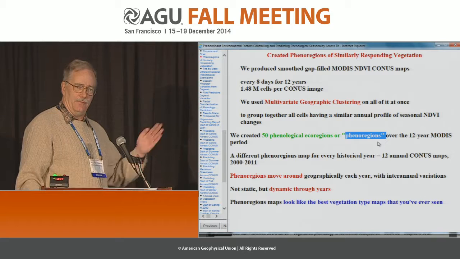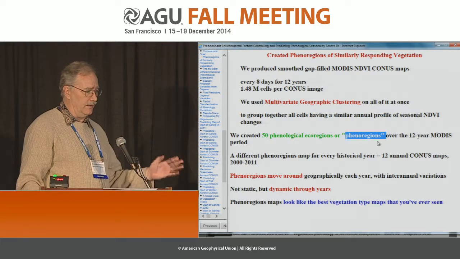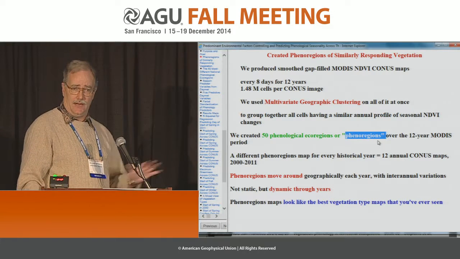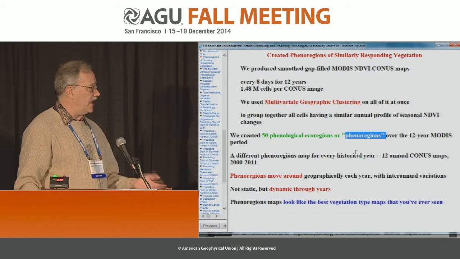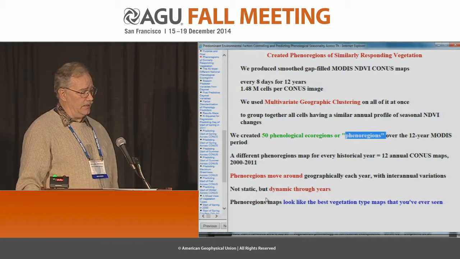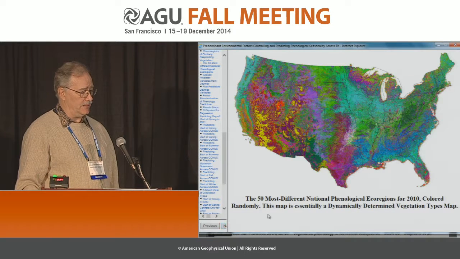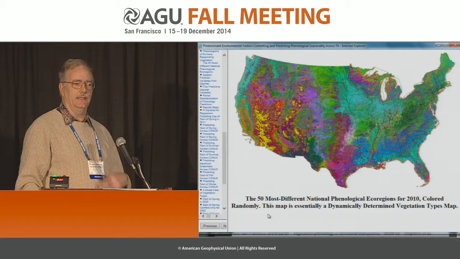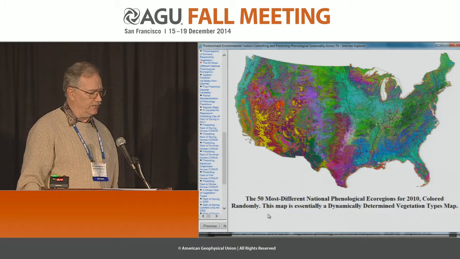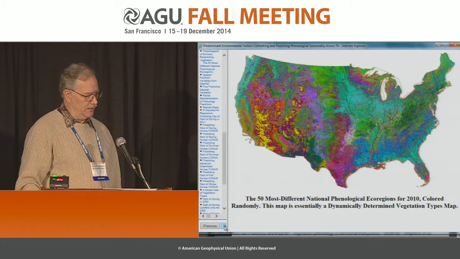And you get a different map for every one of the years. And these maps move around geographically because, after all, there's a lot of interannual variation. And so these are not static, but instead are dynamic. And these phenoregion maps look like some of the best vegetation type maps you've ever seen because they are dynamically determined over such a long period of time, looking every 8 days.